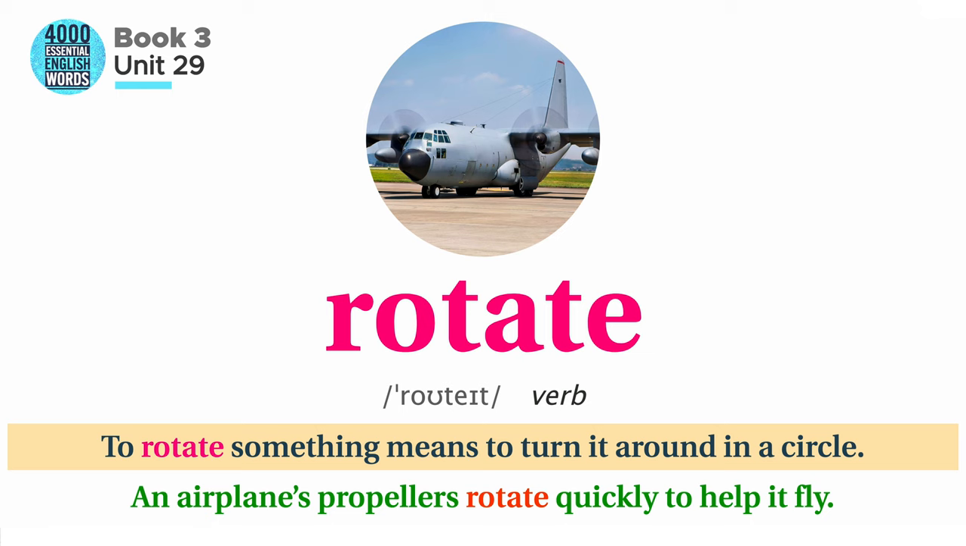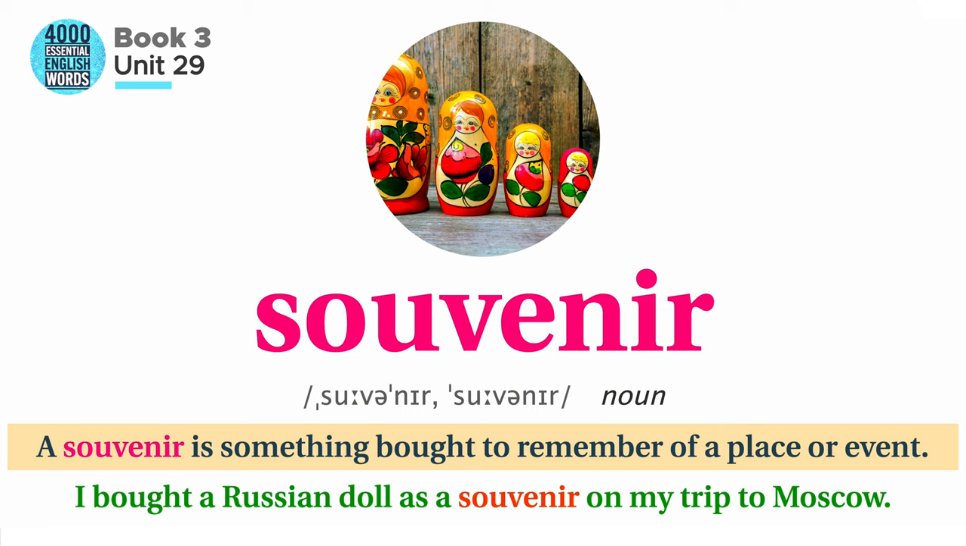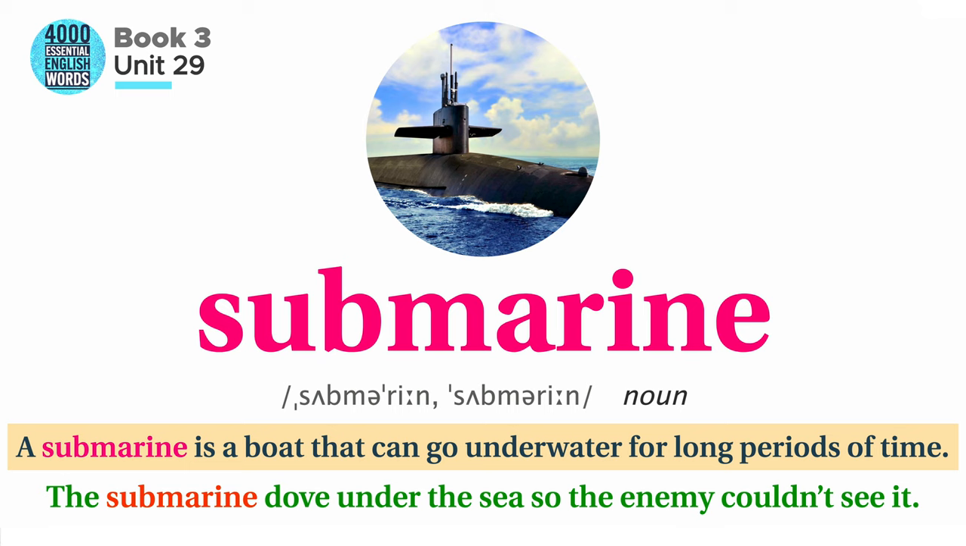Souvenir. A souvenir is something bought to remember a place or event. I bought a Russian doll as a souvenir on my trip to Moscow. Submarine. A submarine is a boat that can go underwater for long periods of time. The submarine dove under the sea so the enemy couldn't see it.